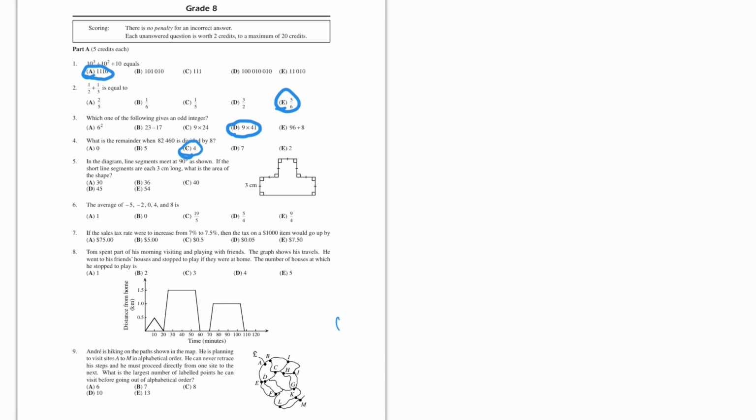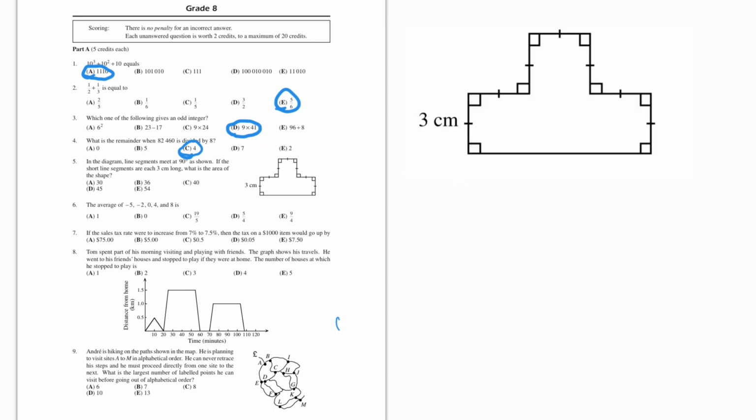Number 5, in the diagram, line segments meet at 90 degrees as shown. If the short line segments are each 3 centimeters long, what is the area of the shape? We divide the shape into 4 squares because the short line segments are 3 centimeters. So that's 3, 3, 3, 3, all the 3 and the bottom 3. So that's 4 squares.